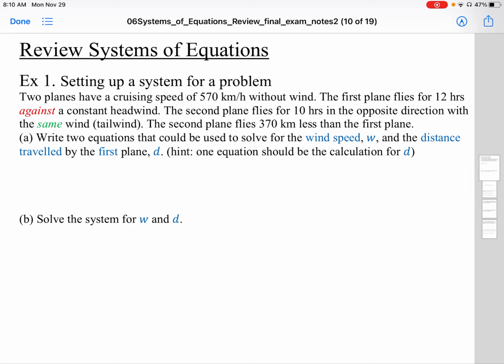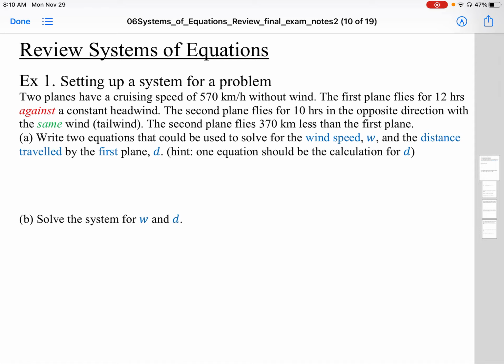for this problem. So we have two planes cruising, they have a cruising speed of 570 kilometers an hour without wind. The first plane flies for 12 hours against the wind, and the second plane flies for 10 hours in the opposite direction with the wind. The second plane flies 370 kilometers less than the first plane.